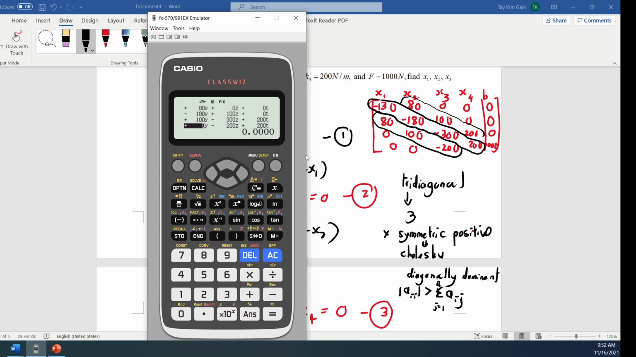Sorry, I keyed this incorrectly. Go back to the first column. Column 1 is x1: negative 130, 80, 0, 0. Second column: 80, negative 180, 100, and then 0. Third column: 0, 100, negative 300, negative 200. Fourth column: 0, 0, 200, 200. Last column. Make sure you key in correctly before you press equal.